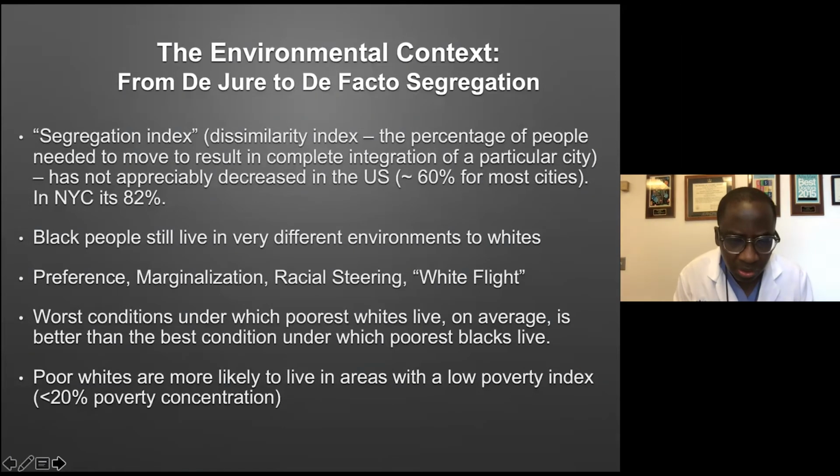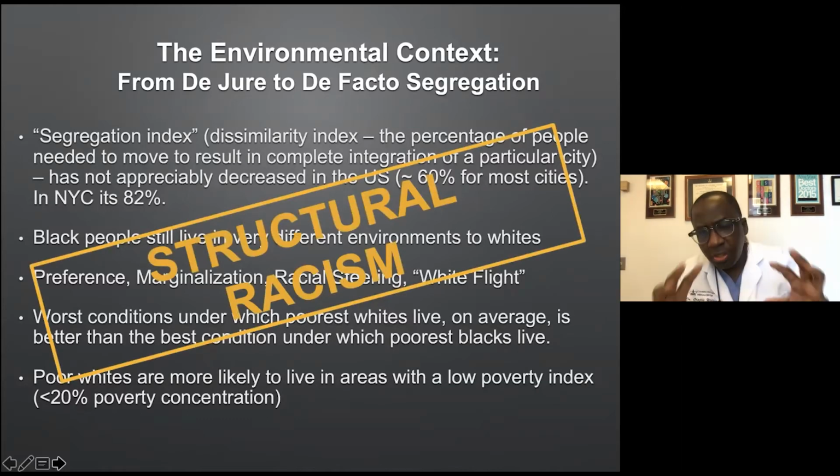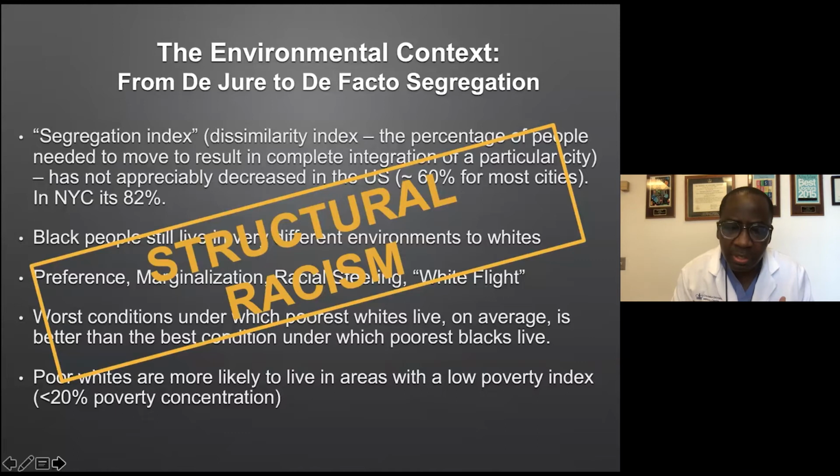In fact, the worst conditions under which the poorest whites live is on average better than the best conditions under which the poorest Blacks live. Poor whites are more likely to live in areas with a lower poverty index, more affluent areas, even those that are living in public housing. And so this all has its roots in the structural racism that I described in my earlier slide, which really has followed American history over hundreds of years, and the residue of which we're still seeing today.